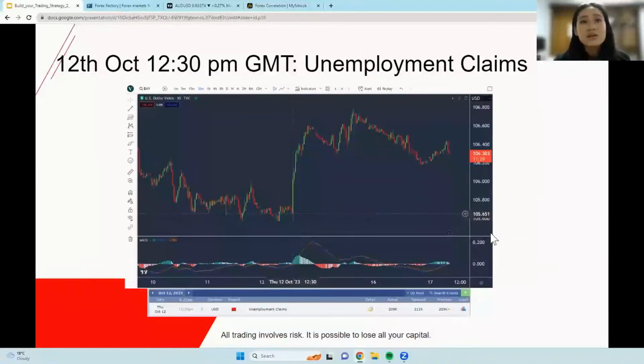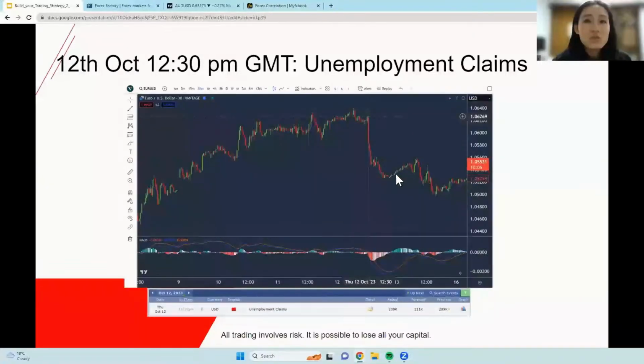Okay. Again, another example, 12th of October, we have the unemployment claims. Once again, you can see price shoot up at 12:30 p.m. for our DXY. So you can probably expect it to drop as well on our Euro US for our gold. But in this case, we are talking about Euro USD, and price is dropping as well.